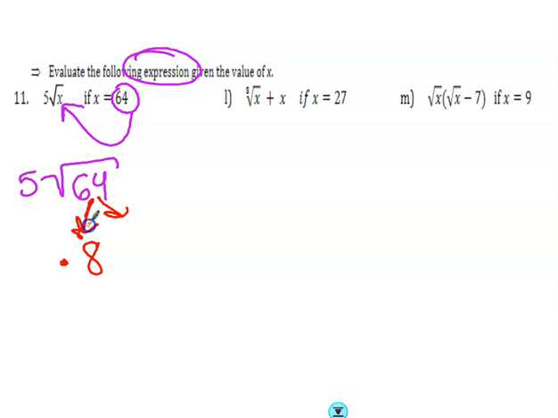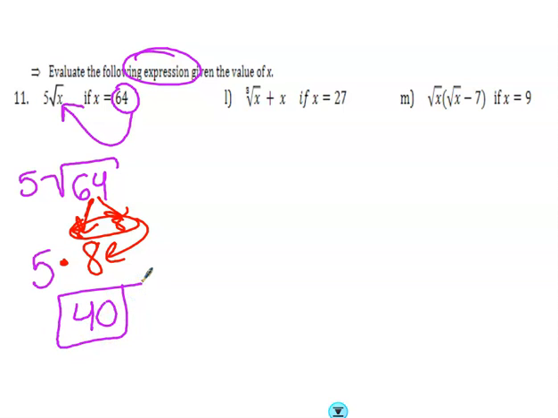Because 8 times 8, I have the pair. I take one out. And then what am I going to do? Well, 5 is multiplied to that. So I'm going to do 5 times 8, which is 40, my final answer. So I do the radical first, and then multiply it by that number. All right, the next one.